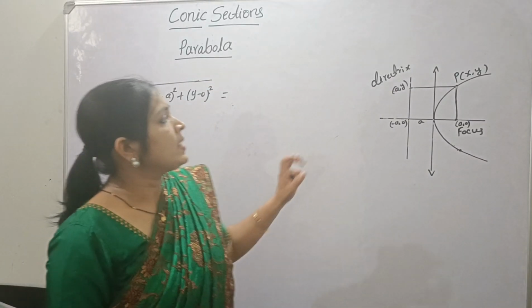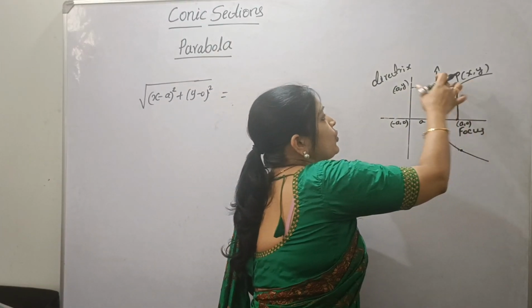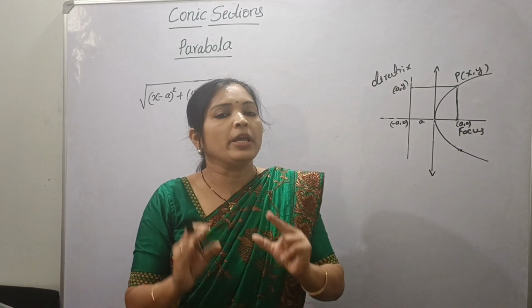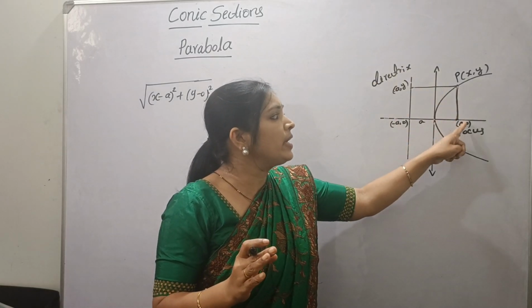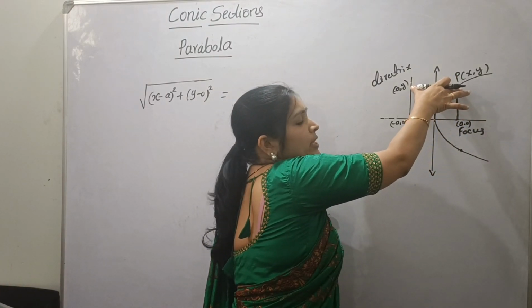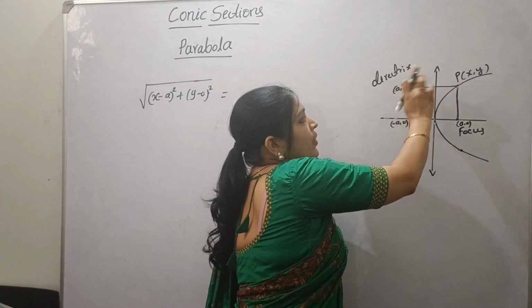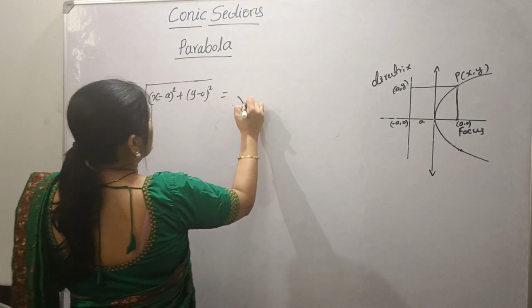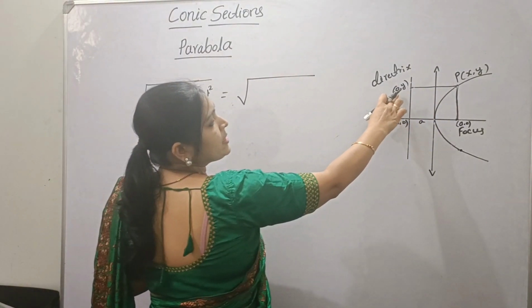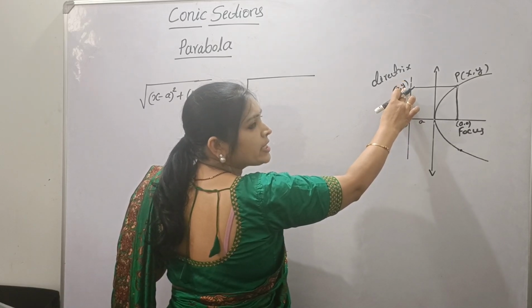That is equal to, by the definition of the parabola, this distance. We know that any point on the parabola should be equidistant from the fixed line and the fixed point, so this distance should be equal to this distance. Let us write the distance between the points (-a, y) and (x, y). Here it is x minus a, where a is minus because the x coordinate of this point is minus a.